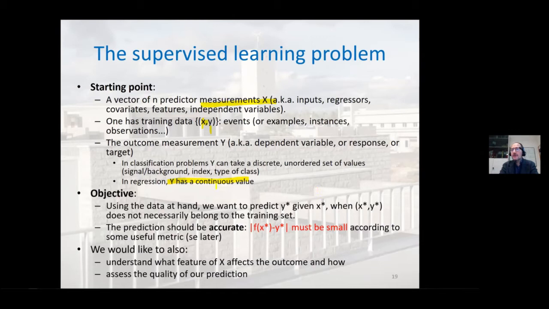Okay, so the objective is to predict a number which is representative of y given a certain example, okay? And this doesn't belong to the training set, so you in principle have no access to the true value of y. What you want is that your prediction, this function of the input data, the features of the example you want to classify or regress to, must be close to the true value, in fact. And we would like to also, as a side topic, understand what features are the most important, that give us more power in determining the class or the value that we regress to. So this is the typical problem that we have.